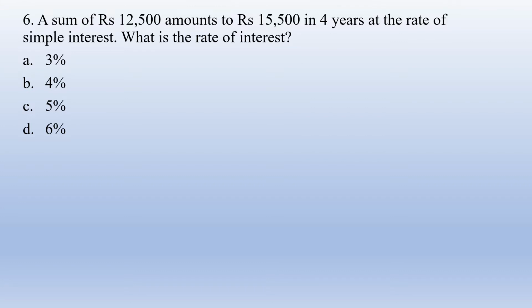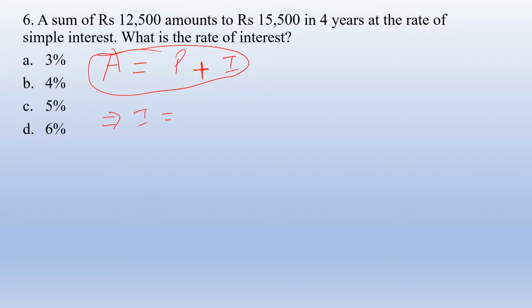So in this question, first of all, we should understand the meaning of this word amount. What is the meaning of this word amount? Amount means principal plus interest. So principal plus interest is called amount. So from this formula we can find the interest. So from here it follows interest is equal to amount minus principal.